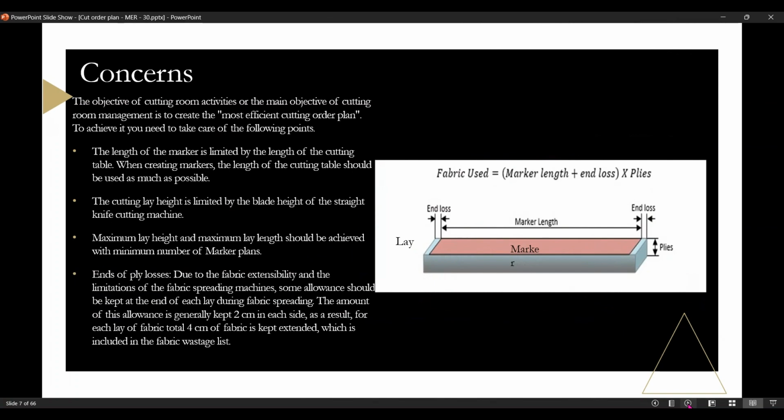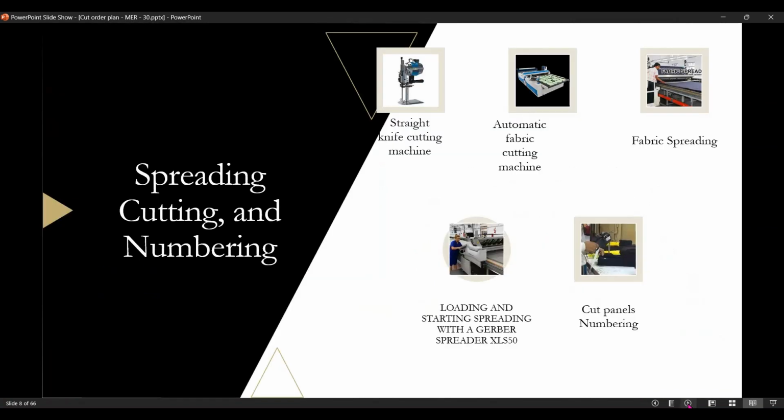Ends of ply losses. Due to the fabric extensibility and the limitations of the fabric spreading machines, some allowance should be kept at the end of each lay during fabric spreading. The amount of this allowance is generally kept 2 centimeters in each side. As a result, for each lay of fabric, total 4 centimeters of fabric is kept extended, which is included in the fabric wastage list. Spreading, cutting, and numbering.